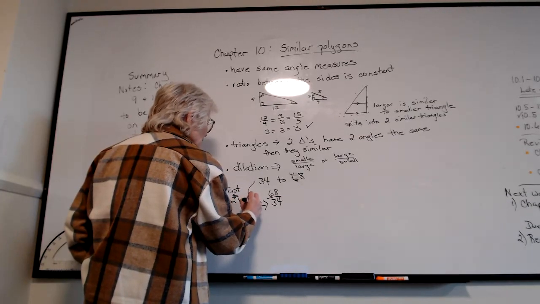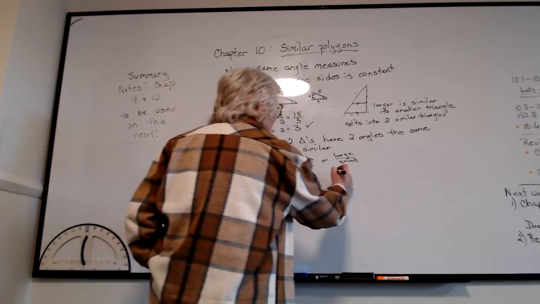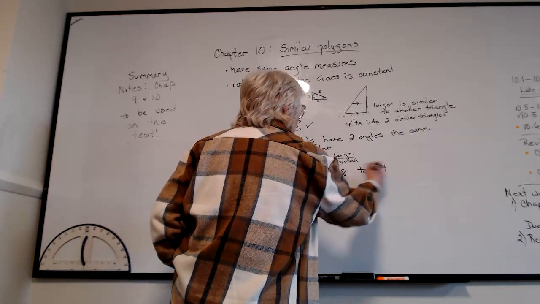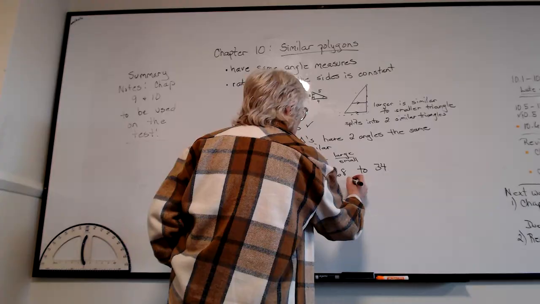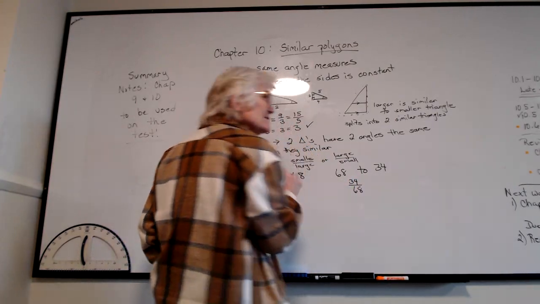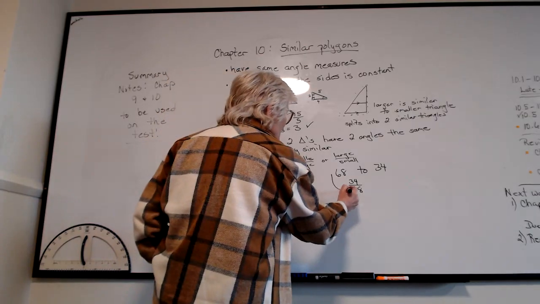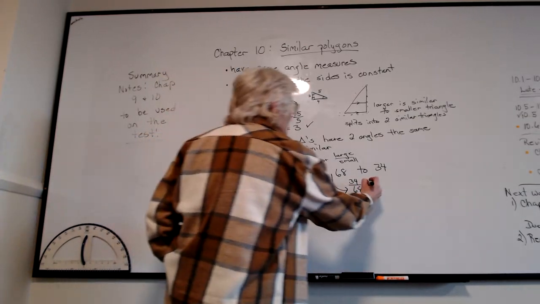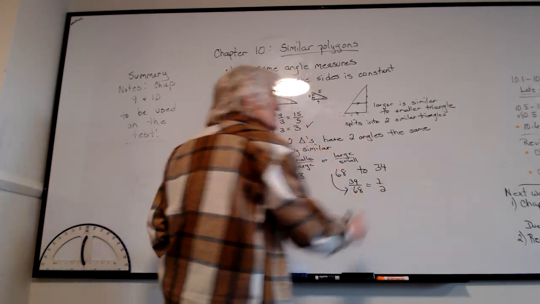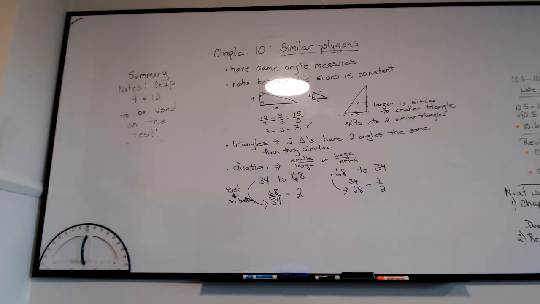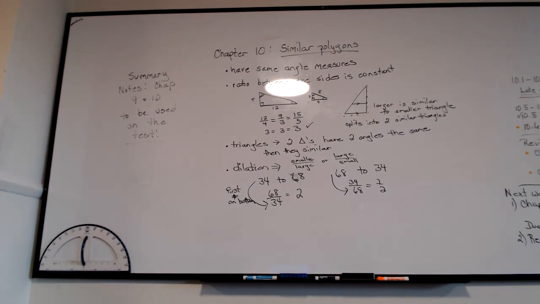It's different if we're going from 68 to 34. We're making it smaller, so we take 34 and divide it by 68. Again, the first number is on the bottom. So this is equal to 2, and this is equal to its reciprocal, 1/2. That's basically what we went over today in dilations.